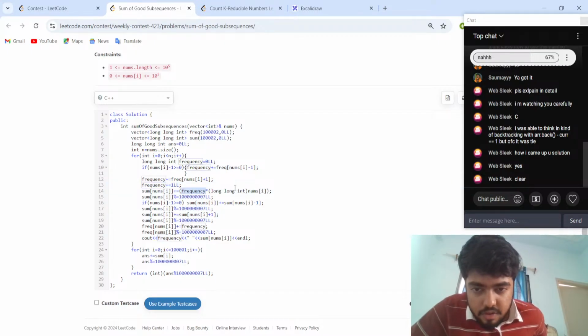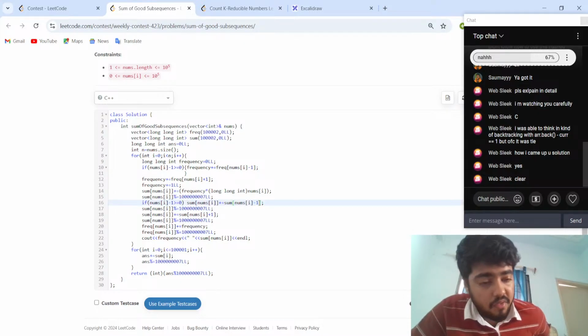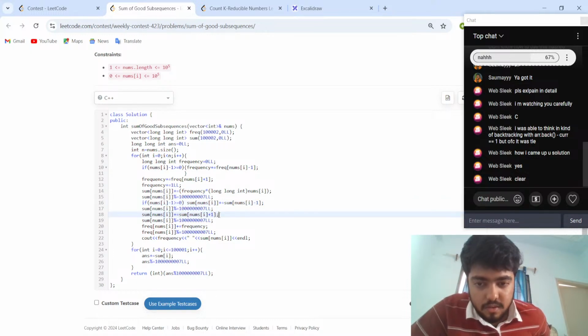And then for all the frequency we are going to multiply nums[i], because that is the thing that is going to be added to it, right? Blindly we can add it to it, and then we add the specific sum that it produced for nums[i-1], and then we add the specific sum it produces for nums[i+1], right? And then we are also going to update the frequency of it.